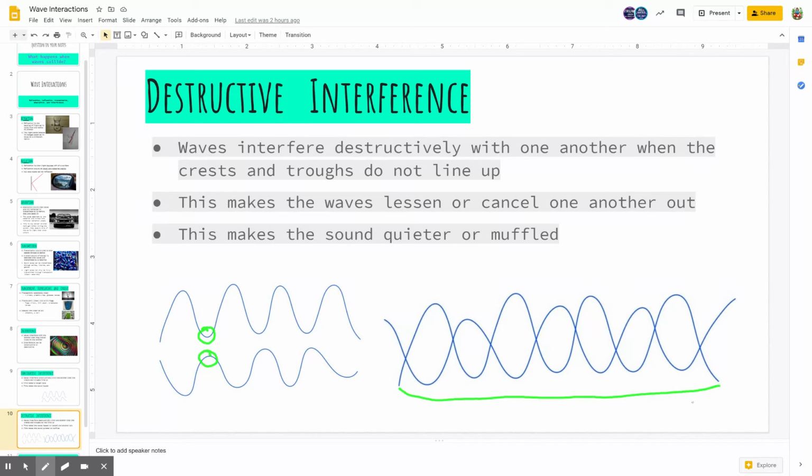It will make sound quieter or more muffled, or it would make a picture, if it was light that's interfering with each other, it would make that picture kind of fuzzy or make it look foggy almost. So that's destructive interference.